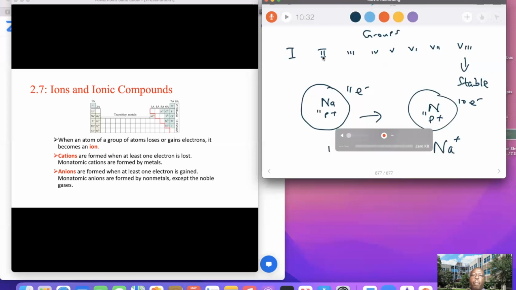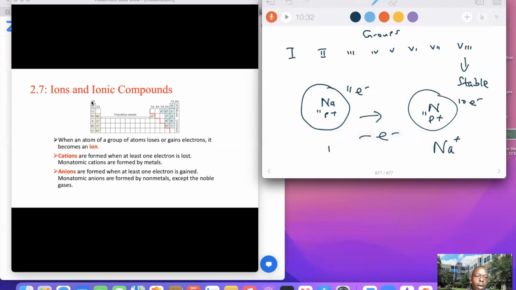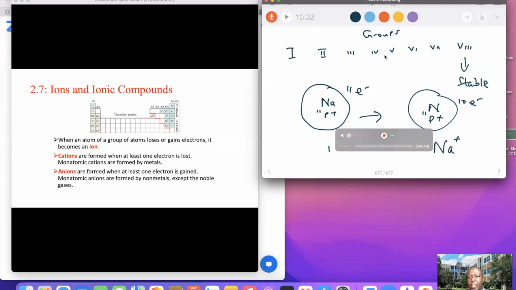Likewise for group 2 metals. Remember, group 1 metals, hydrogen is not a metal. Most metals lose their valence electrons, which means group 1 will have positive 1, and group 2 will have positive 2 except for beryllium. And by the way, these are main group elements. The most common group 3 is aluminum, which will form positive 3. You notice that now past 4, we are close to what? We are close to 8.